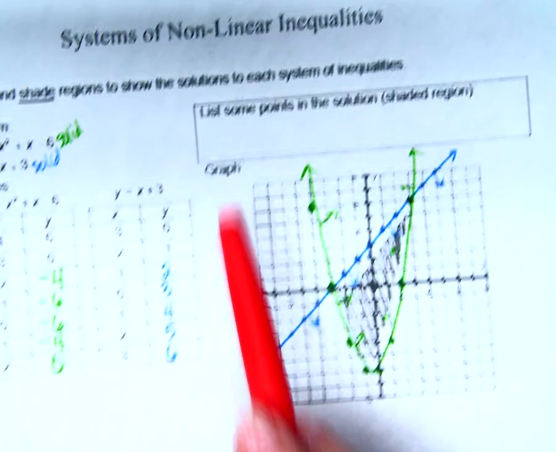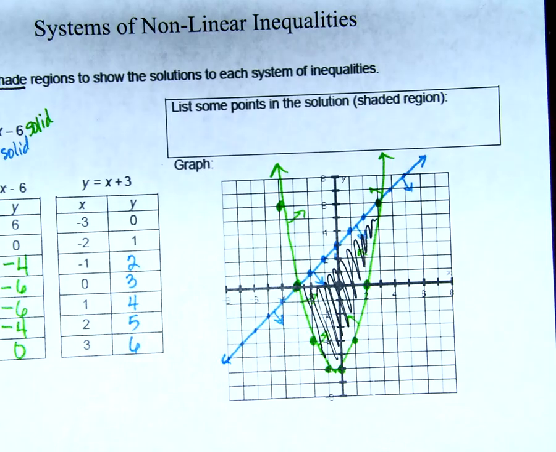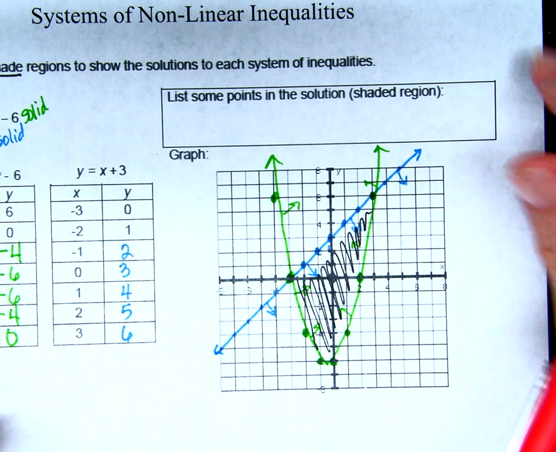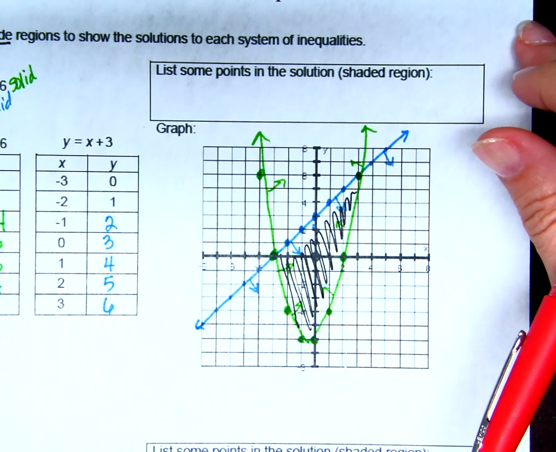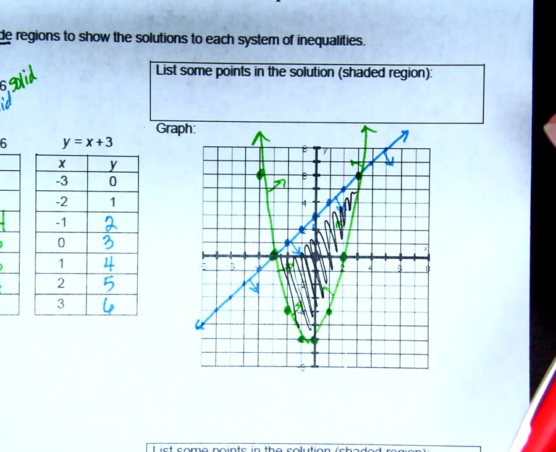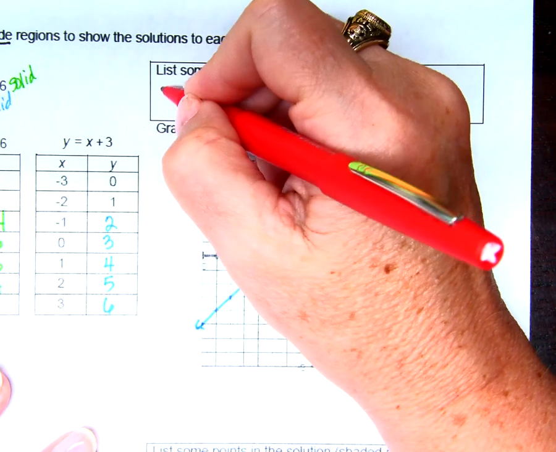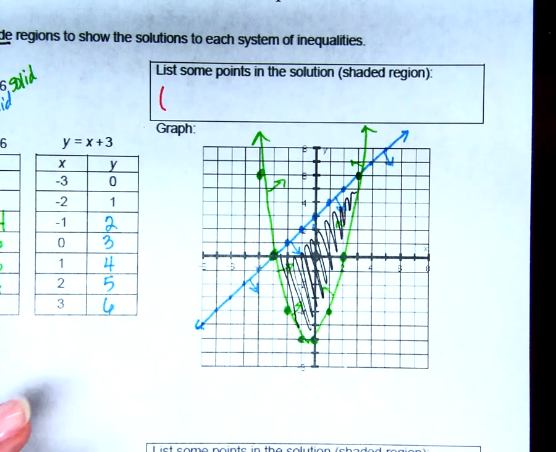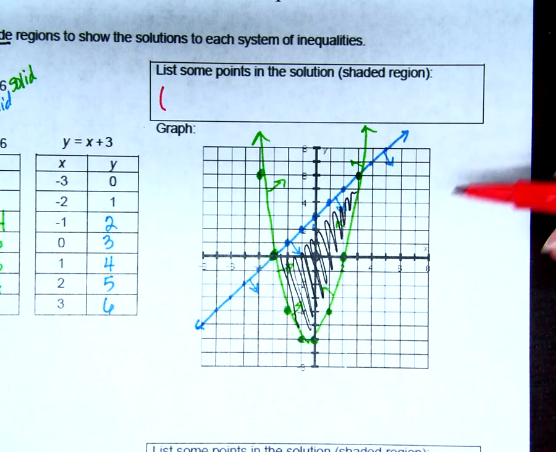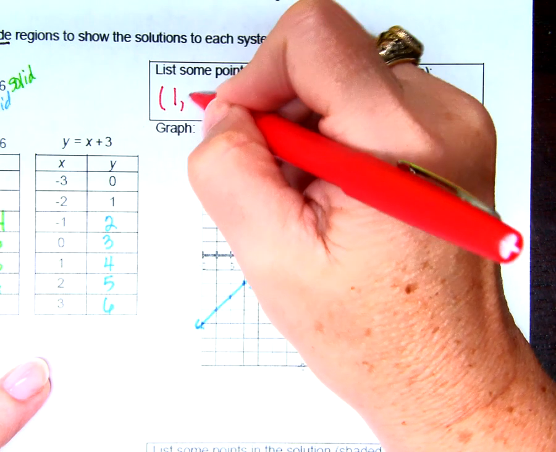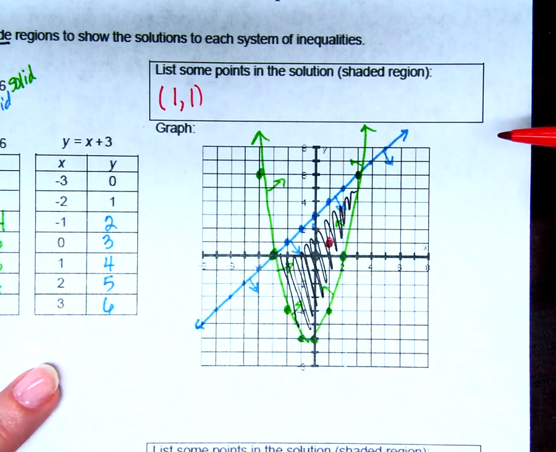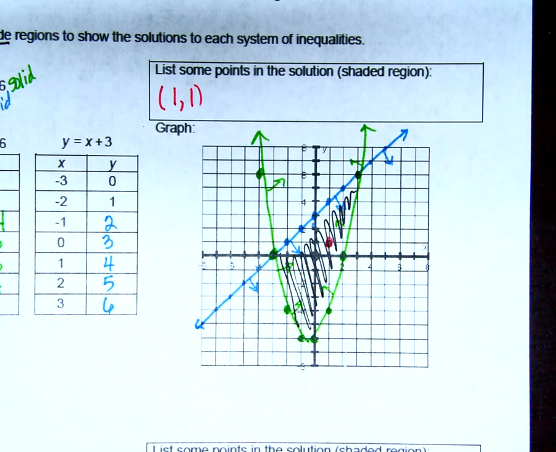Last thing to do, list some possible points. How many points are there in this shaded area? In fact, infinite, right? There's an infinite number of points in there. Okay. Let me hear from this front table right here. You guys, tell me one possible point. 1, 1. Let's see. 1, 1. Is that in the shaded area? Yes. Okay. What about back table right here? Give me another point.